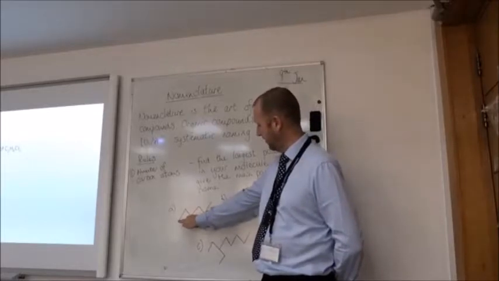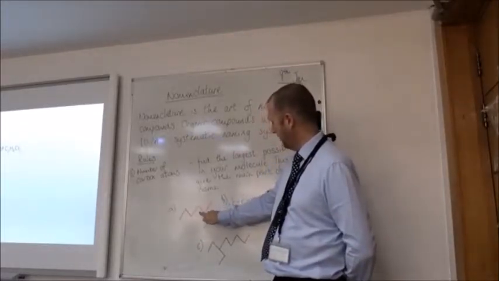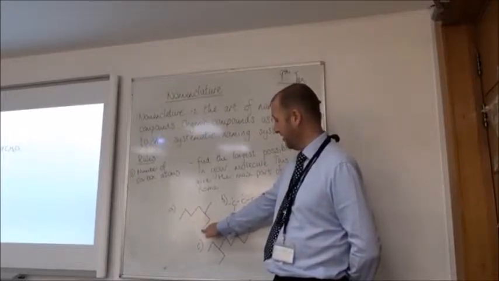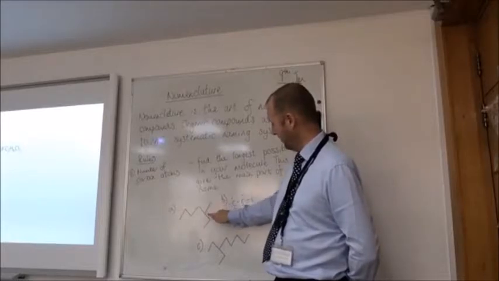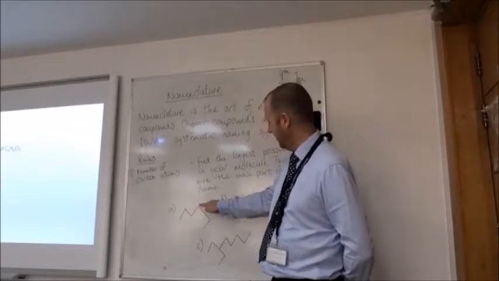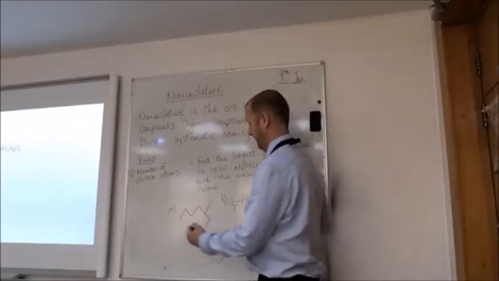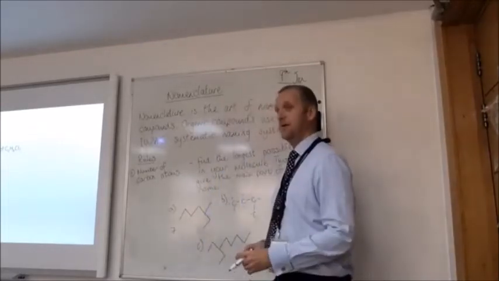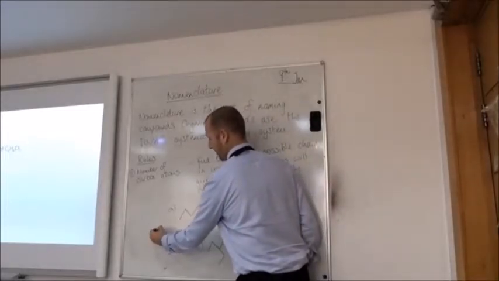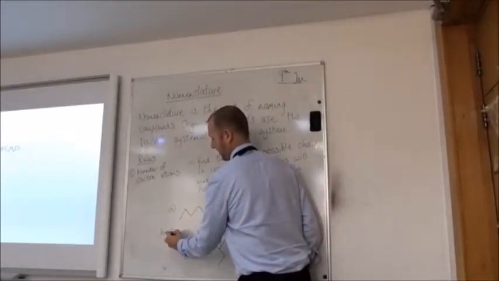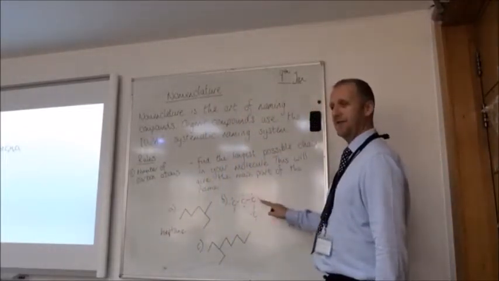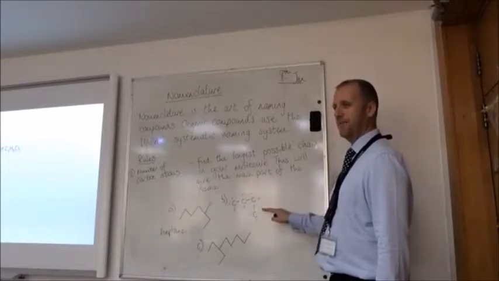If I go this way instead, 1, 2, 3, 4, 5, 6, 7. Okay, that looks like it's probably the longest chain. You could also go this way, 1, 2, 3, 4, but that's definitely shorter. Okay, so the longest possible chain is down here at 7. So in the name, the main part of the name is going to be, if it's 7 carbon atoms, going to be some kind of heptane.